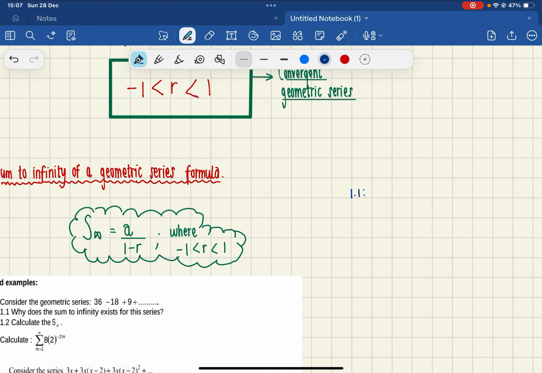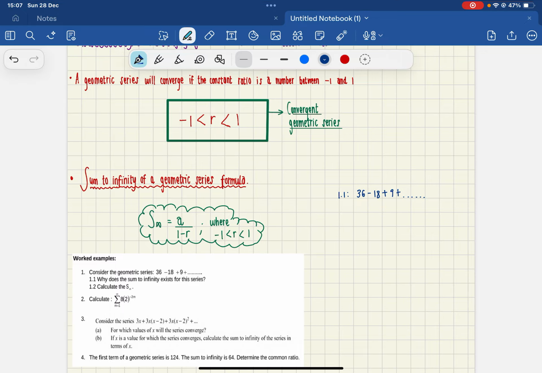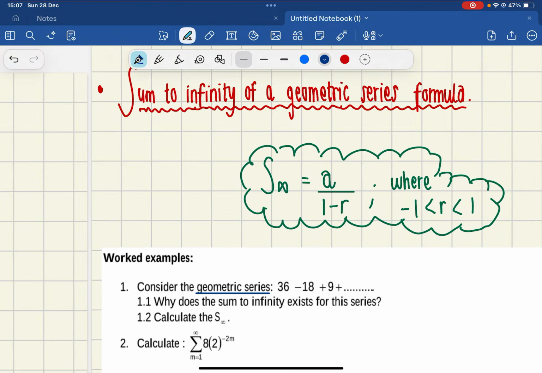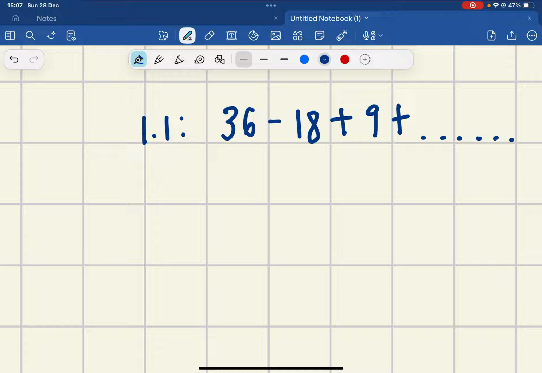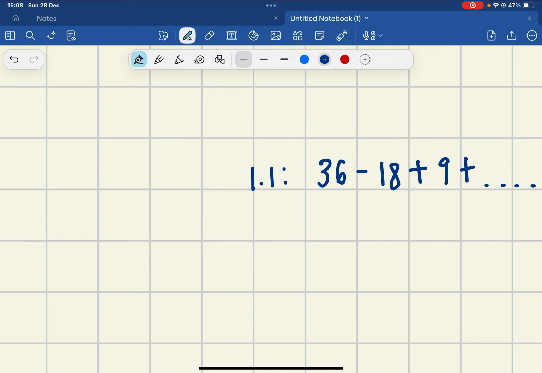Question 1.1 says, consider the following geometric series: 36 - 18 + 9 + ... So we're told that it's a geometric series. That being said, they ask, why does the sum to infinity for this series exist? The sum to infinity will exist when we can identify or prove that the constant ratio is of any value between -1 and 1.